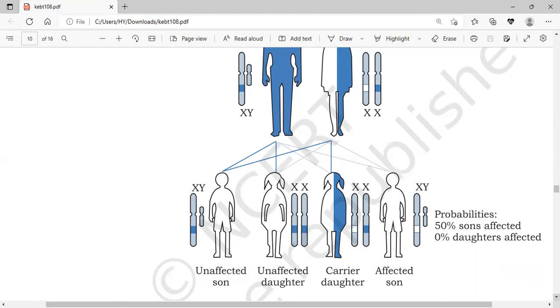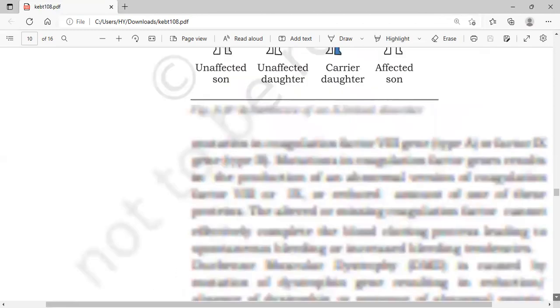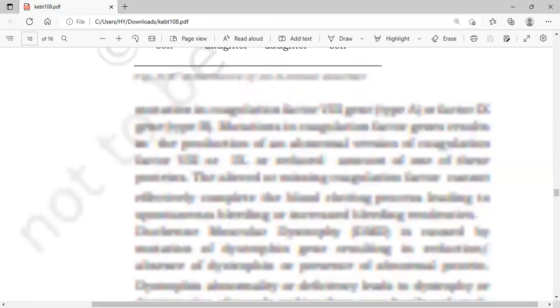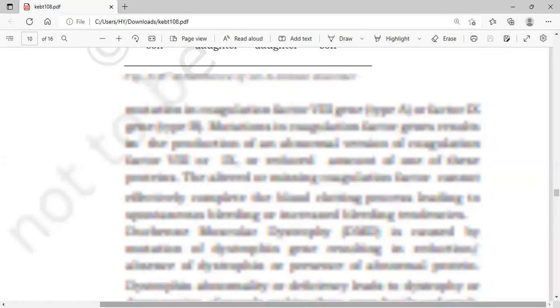So this is the case of inheritance in the offspring, and you can see the pattern shows inheritance in the recessive manner. It is sex-linked because it is present on the X chromosome, and it is also recessive in nature because two affected chromosomes are needed for the disease to occur in females. That shows the recessive nature of the chromosome and the gene.